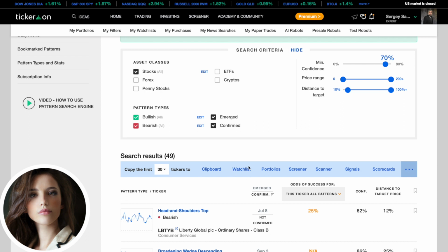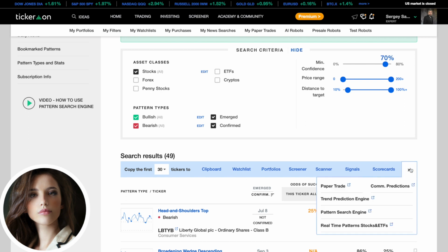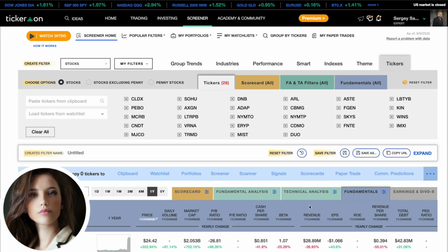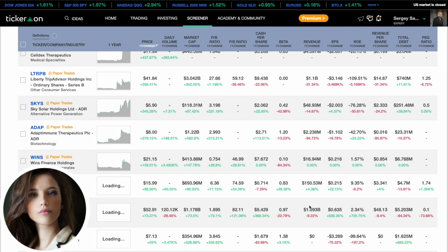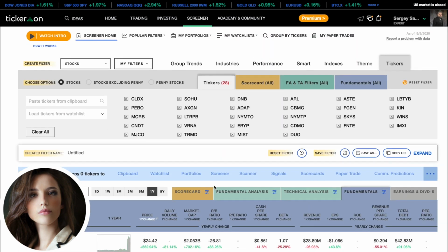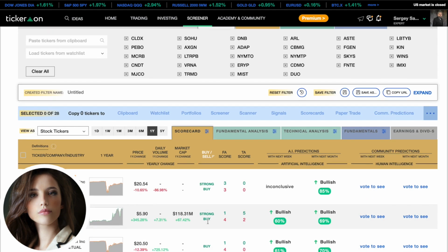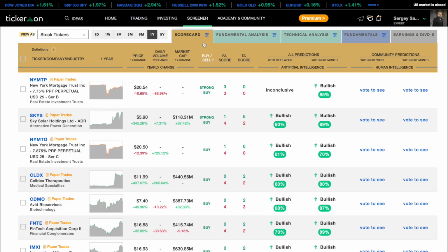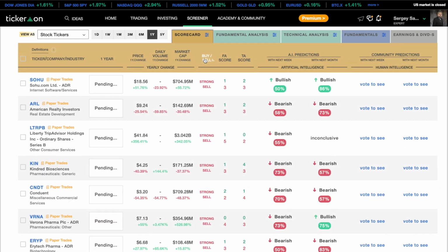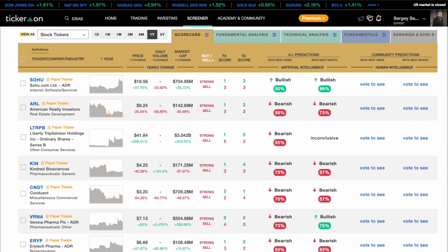Using this bar, you can find out everything you need to know about these stocks. And click on the screener. In the screener, let's look at the fundamental analysis for these stocks. Now we've got them narrowed down, but for bigger groups, we have useful sorting tools like going to the scorecard and sorting by buy/sell.